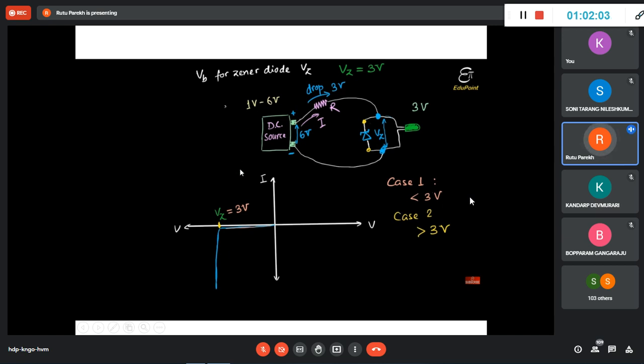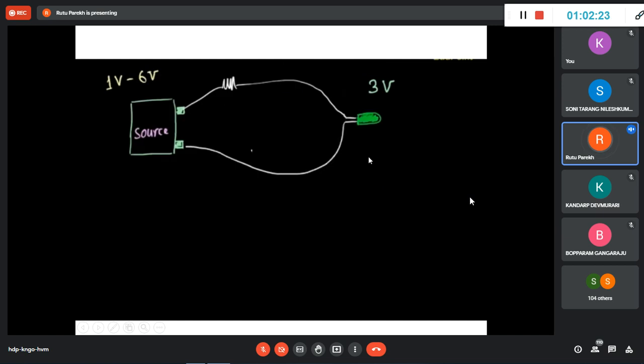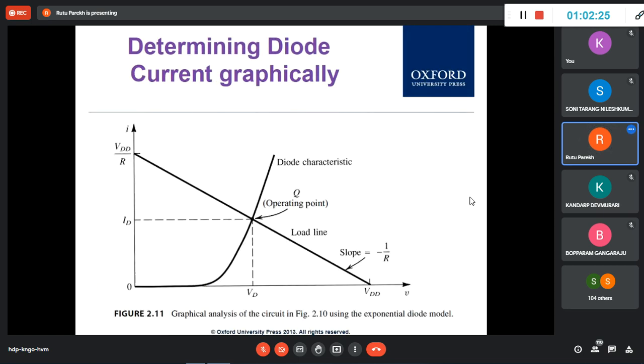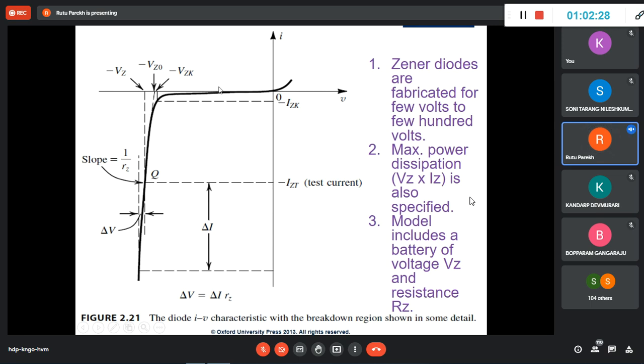But now let's say it is greater than 3 volt. So it is 4 volt, 5 volt, or 6 volt. Then what will happen? Whatever the voltage is, when it is greater than 3 volt, your Zener will start conducting. And see here, what does it mean? Even if your current is varying so much, your voltage is almost constant. So a huge change in current will not change the voltage.